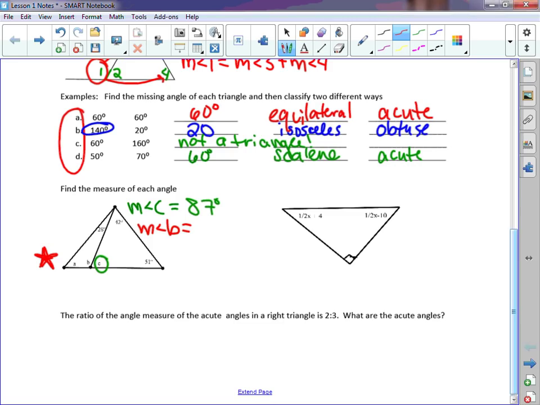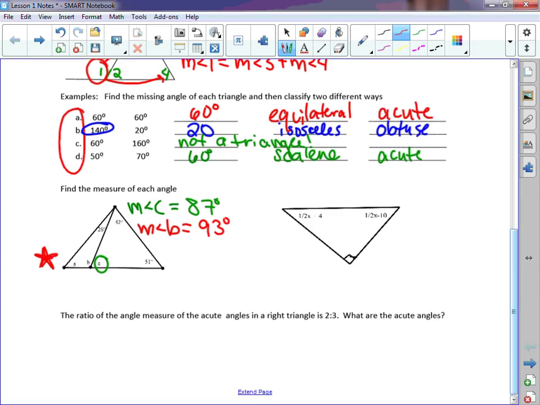Go ahead, Vincent. 93 degrees. 93 degrees. And, let's do some cold calling since some of you are just going to sit there sleeping the whole time. Matthew, how did I find the measure of angle B? Linear pair with C, so I can do 180 minus 87. How else did I know that this was 93 degrees?